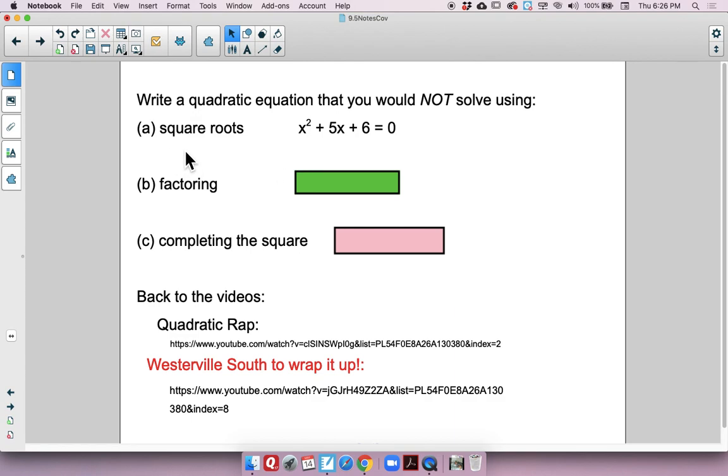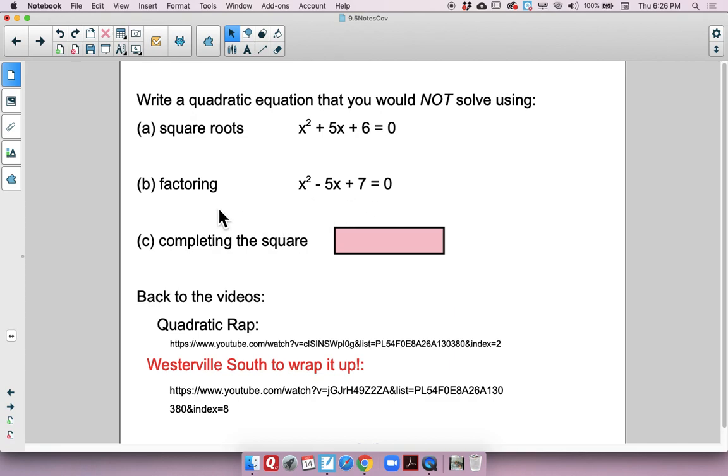Okay, so B. Now we're going to try and write one that you wouldn't want to solve using factoring. Okay, try it. And then here's my example. And why would I not want to do this using factoring? Well, it's not factorable. There's no factor pairs that are going to work here.